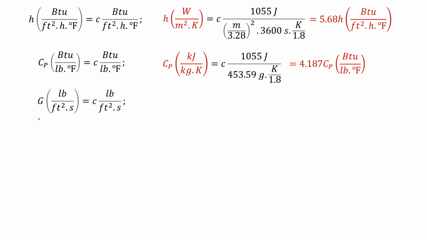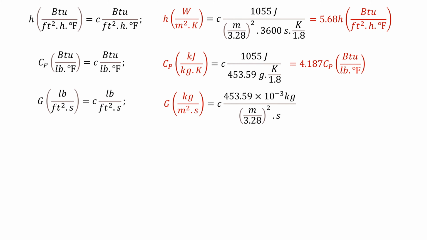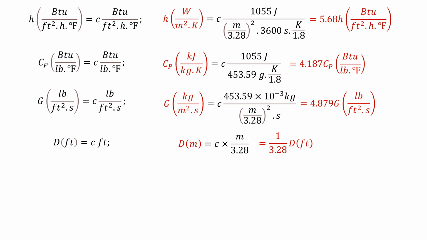Now in the same way we will assume the mass velocity G equal to some constant. Now we will convert this unit to the desired unit. lb can be converted to kg, this feet can be converted to meter, and finally we will get this correlation. Now for D in feet equal to some constant C, we can convert this C in feet to meter. So simply we will get a relationship which correlates the diameter in meter and in feet.